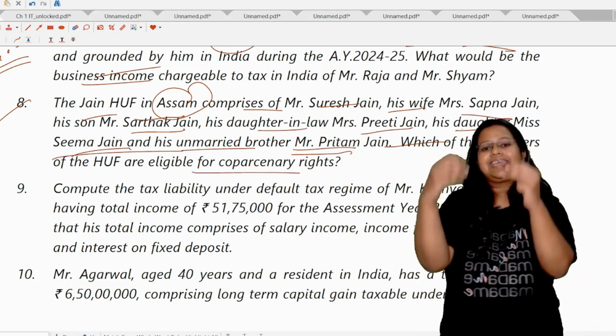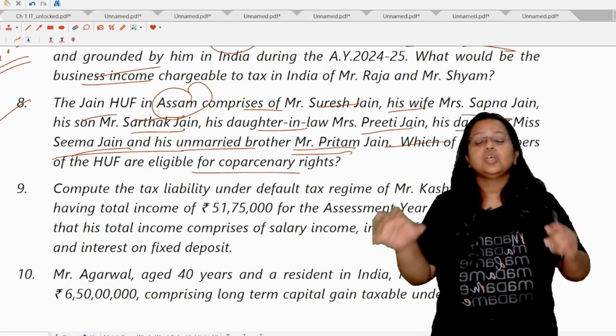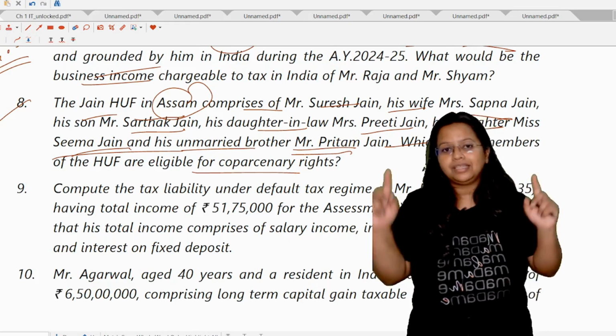So students, in the case of Assam, if we are talking about the co-partnership right of HUF, which school shall be applicable in the state of Assam?